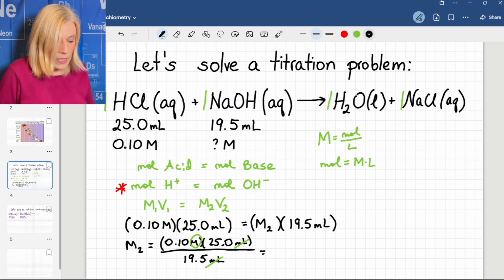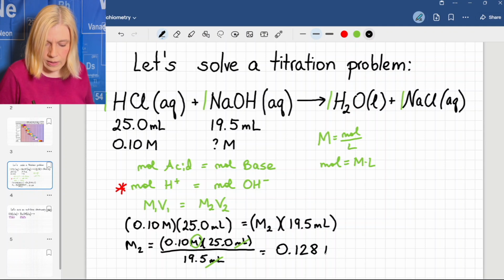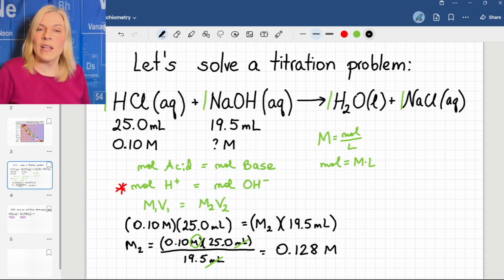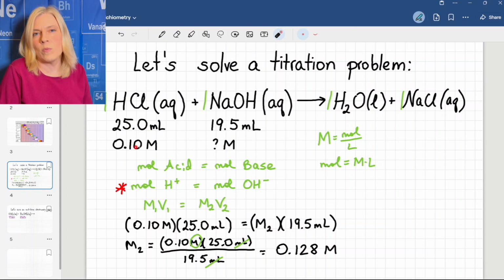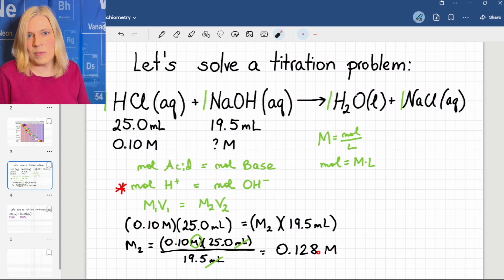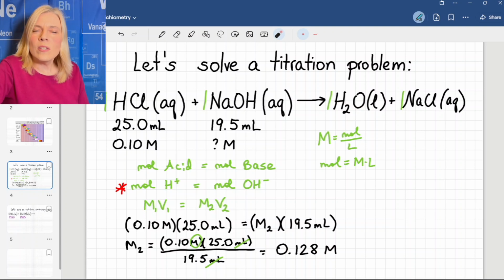And I plug and chug, and I'm going to get 0.128 molar. So now I know my concentration of the base, which I used. And it has to make sense, right? If it's a 1:1 mole to mole ratio, I'm using a little bit less volume than the volume I used of my acid. So that means the molarity has to be stronger than 0.10, right? And it makes sense. I do have a little bit higher concentration.